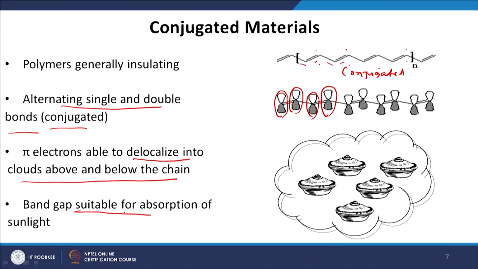If we wanted to calculate the probability of the electron, the probability density is quite large in this kind of polymer, and the band gap is suitable for absorption of sunlight. The band gap of this material is suitable to absorb light in the visible region, or we can even tune some of the materials to absorb in the near infrared region or even in the UV region.